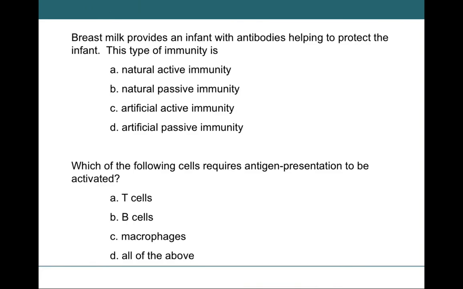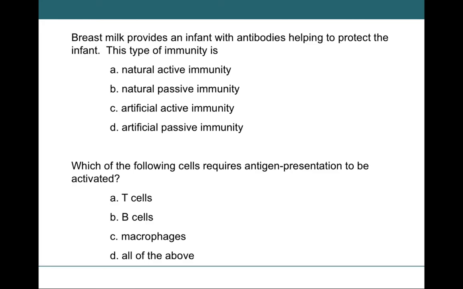To finish up this presentation, I have a couple example questions that I wanted to give you guys to aid in your studies. The first question states, breast milk provides an infant with antibodies helping to protect the infant. What type of immunity is this? So first and foremost, we need to decide whether or not we're looking at active immunity or passive immunity, and then we can decide if this is naturally acquired or artificially acquired.